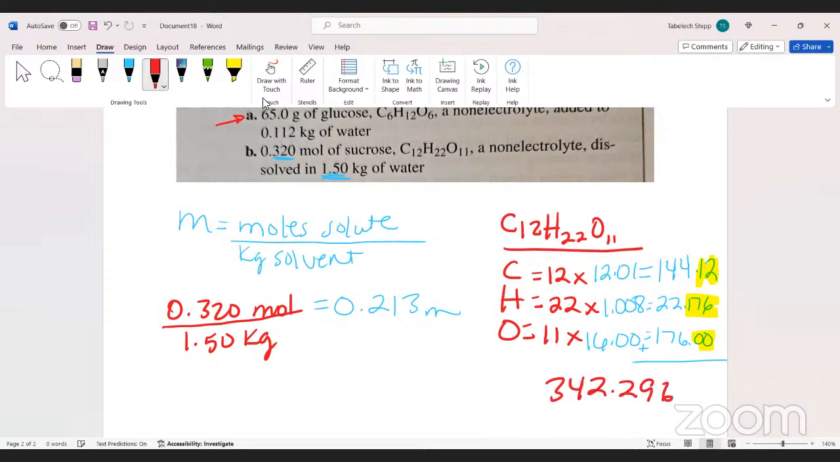342.296. But remember, I only need 2 of those numbers after the decimal. So that 6 tells that 9 to go up, and this becomes 342.30. Okay, 342.30 grams per mole. So your significant digits means that when you are adding and subtracting, you go with the least amount of numbers after the decimal. But when you are multiplying and dividing, you go with the least amount of significant digits in the numbers you are using.